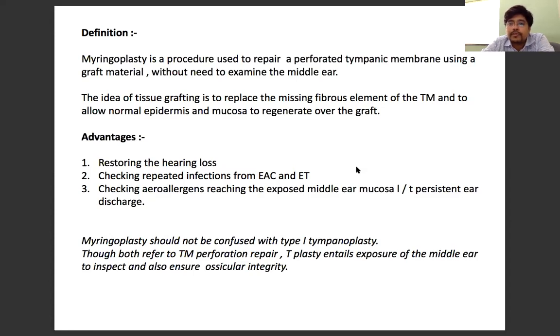What is the difference between myringoplasty and type 1 tympanoplasty? Both are not the same. Myringoplasty should not be confused with type 1 tympanoplasty. In myringoplasty, we do not inspect the ossicular chain, while in type 1 tympanoplasty, we do inspect the ossicular chain.